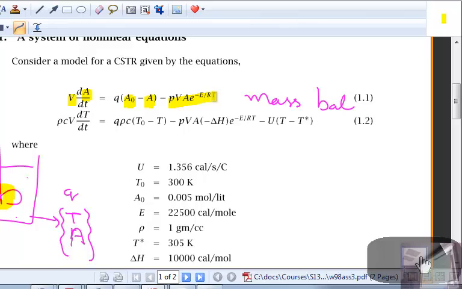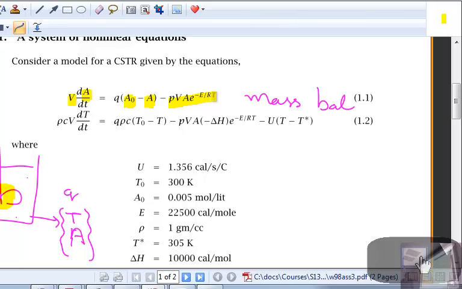What is the order of the reaction from your physical chemistry? We are treating it as a first order reaction. Why? Because it is A to the power 1. Okay, but where is the nonlinearity in that equation? In that particular equation, e to the power minus E over RT.